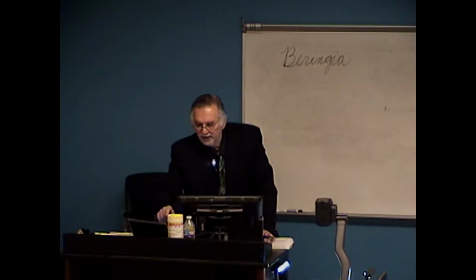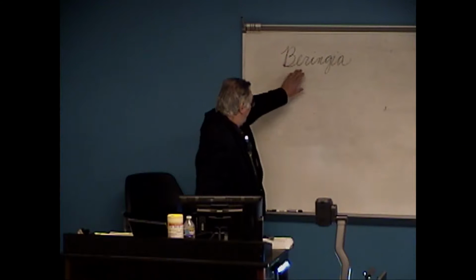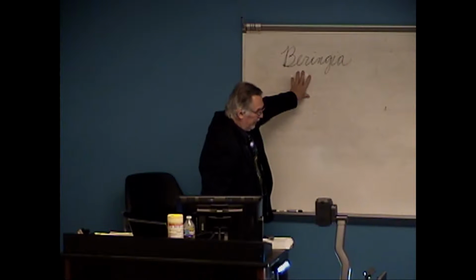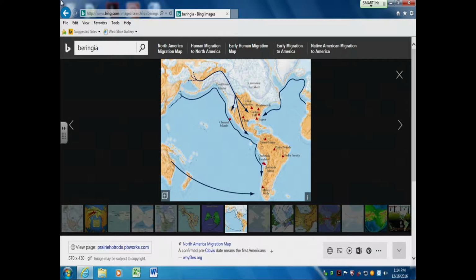I guess I'll go put it up on the board. The way Native Americans got here was across a land bridge called Beringia. It's called Beringia because it once covered what is now called the Bering Sea. And I've got a couple images of that I wanted to show you.